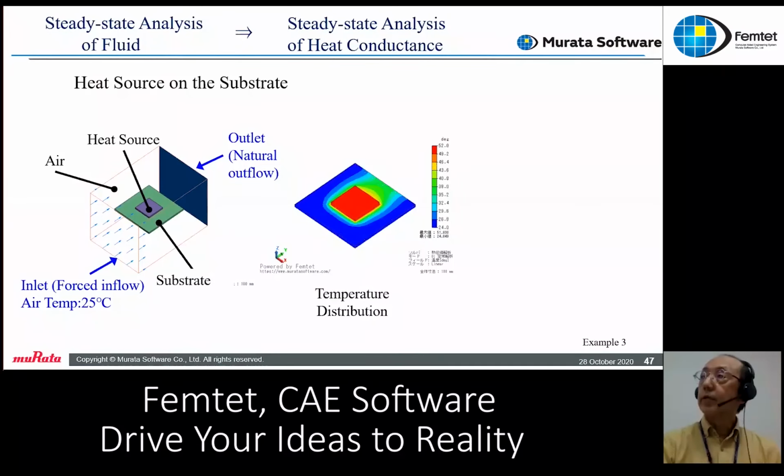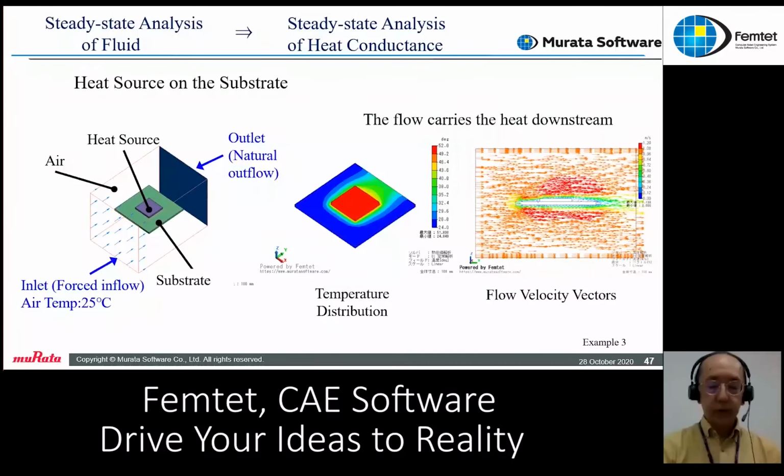Now the analysis results. The temperature distribution shows that the temperature tends to be higher on the downstream side of the airflow. This is because the airflow transports the heat to the downstream. Like this, the fluid thermo-coupled analysis calculates the airflow and its effect on the heat transfer.